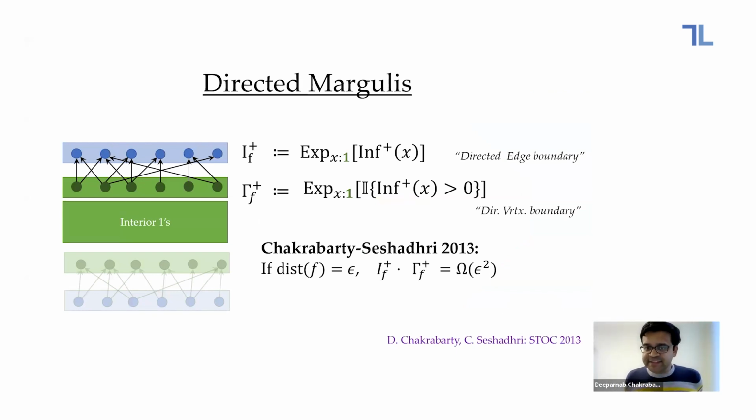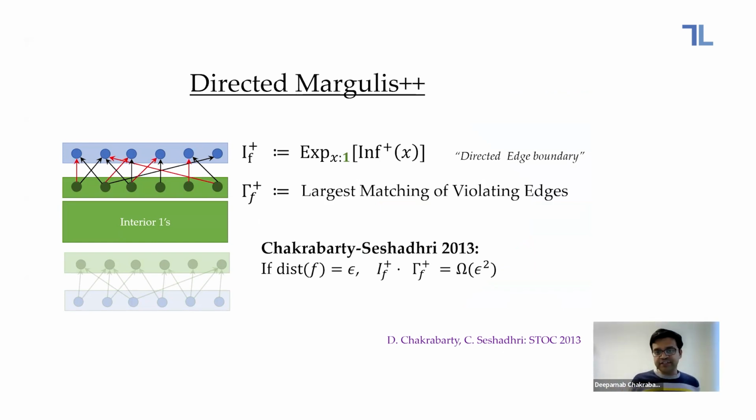So the directed Margulis was a question about directed edge boundary and directed vertex boundary. But in fact, if you look at the stronger version, not the vertex boundary but the largest matching of violating edges, so for every person in the yellow, every green guy, I have a blue guy, there's a big matching. If I define that to be gamma, then IF times gamma F is omega square for this notion. And now the previous thing holds.